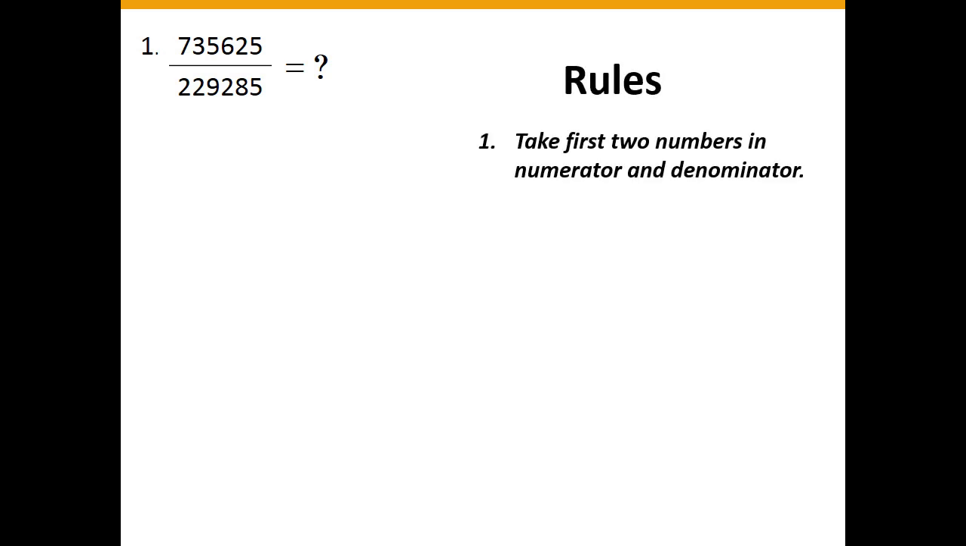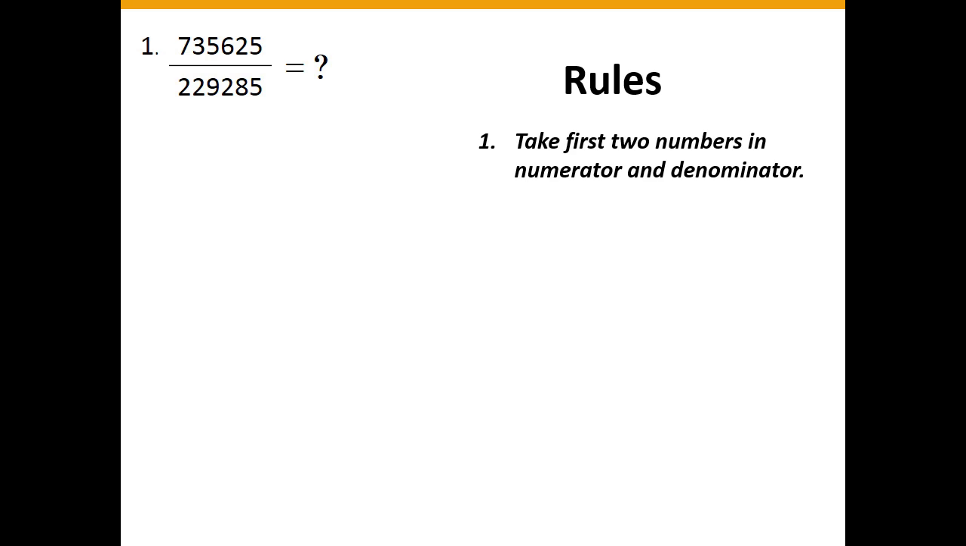Okay friends, see the question. 7,35,625 by 2,29,285 equals question mark. Okay friends, now with the trick we are going to answer the question in 5 to 8 seconds. Okay, see the rules for the trick. Rule number 1: take first two numbers in numerator and denominator. What they are saying means we want to take first two numbers from numerator and also from denominator.